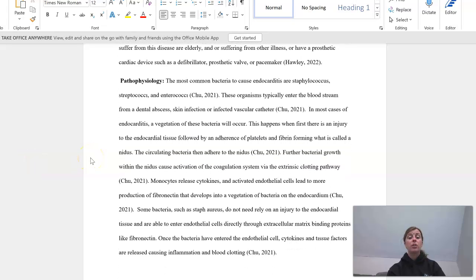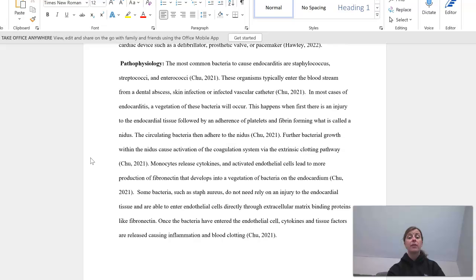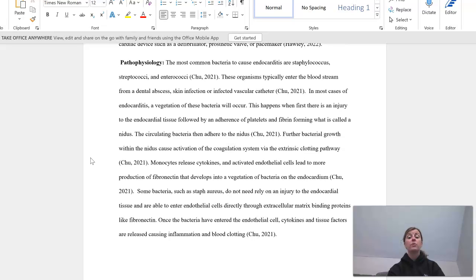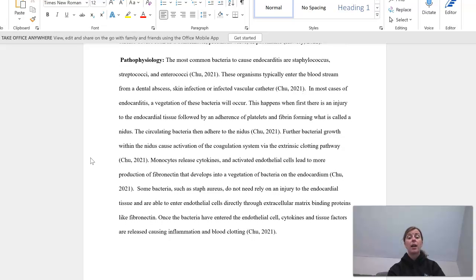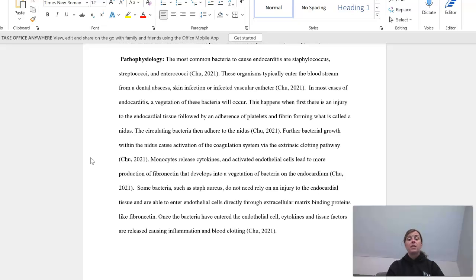For pathophysiology, we'll discuss the most common bacteria that cause endocarditis, and those are Staphylococcus, Streptococci, and Enterococci. These organisms typically enter the bloodstream from a dental abscess, skin infection, or infected vascular catheter. In most cases of endocarditis, a vegetation of these bacteria will occur, and this happens when first there's an injury to the endocardial tissue, followed by an adherence of platelets and fibrin, forming what is called a nidus.